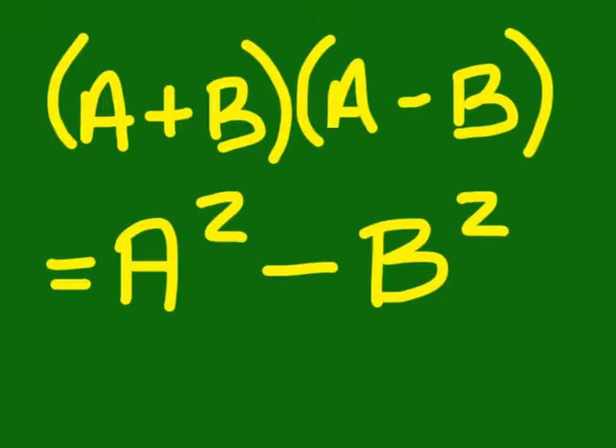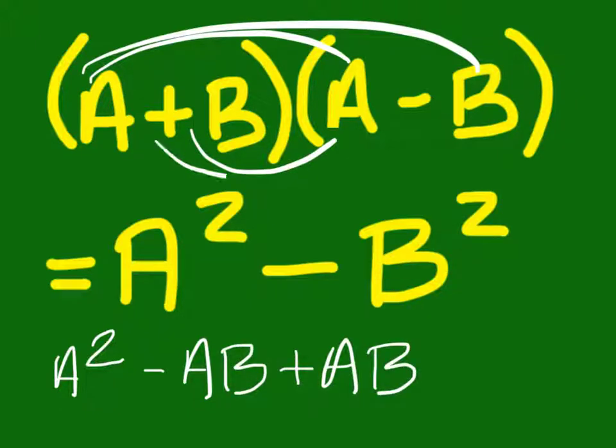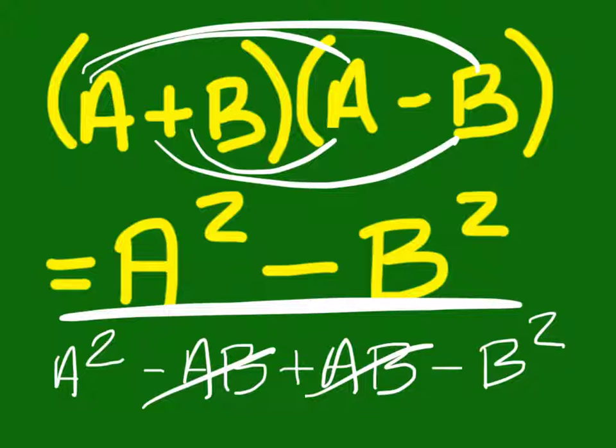A plus B and A minus B. When you multiply those two together, you end up with a difference of 2 squares. In reality, when you multiply them together, what you end up with is this. A times A, times a negative B, B times a positive A, and then B times a negative B. These cancel out, which is why you're just left with A squared minus B squared.